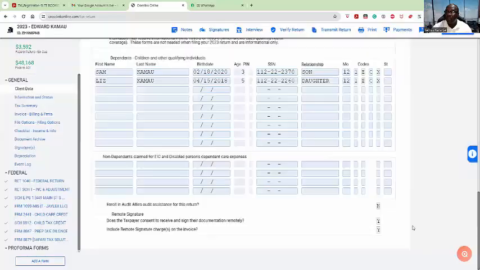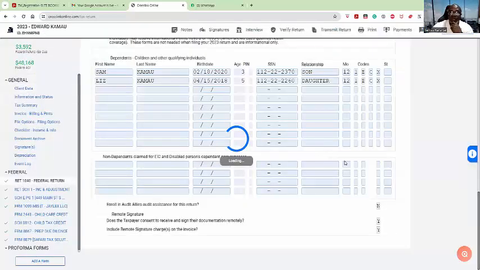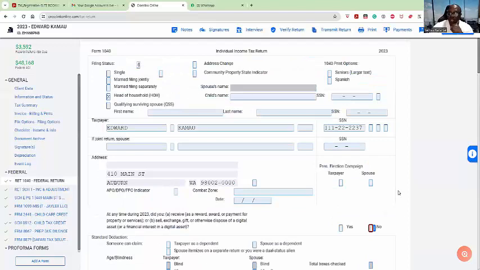Okay. So verify again. So this is what you're going to be doing. Once you complete your return, you have to verify, go through all these warnings. We have to fix them. We are viewing and fixing them. Now on the 1040 is a question we need to answer. There's a question. So you click on that, it will take you to the question.